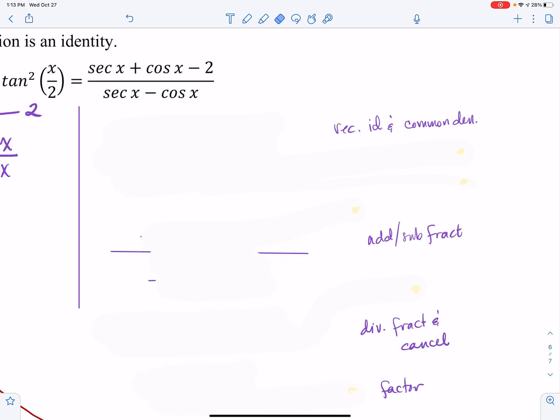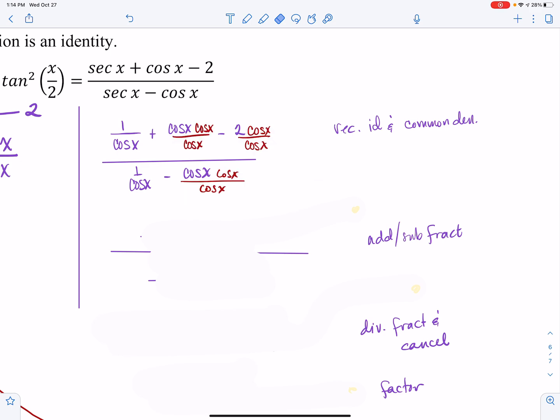So on the other side, the first thing I did was I used reciprocal identities, and I turned my secants into 1 over cosines. Now I did 2 steps in one here. That's the first thing I did, was I did 1 over cosines for the secants. But then the second thing I did was I went ahead and got a common denominator, and I did this in a different color. So I got a common denominator of cosine up on top, and I also got a common denominator of cosine down on bottom. So then the next step, I'm just going to combine all of these, and this will give me 1 plus cosine squared minus 2 cosine over cosine. That's the whole top. And then for the whole bottom, you have 1 minus cosine squared all over cosine.